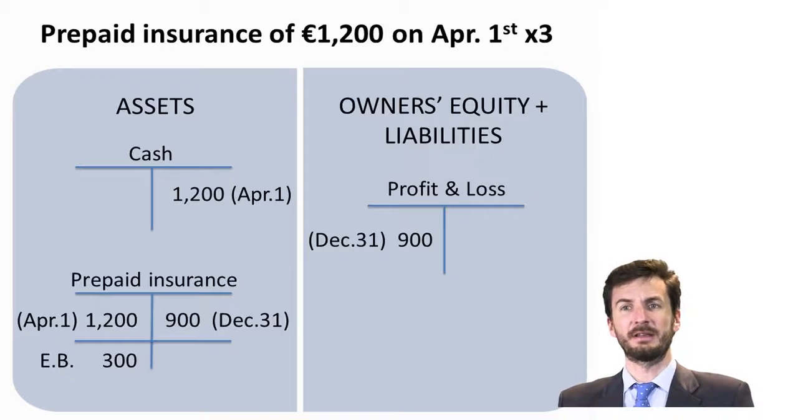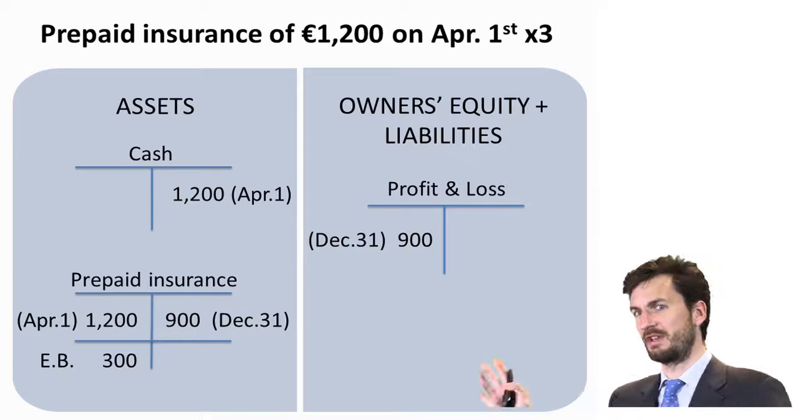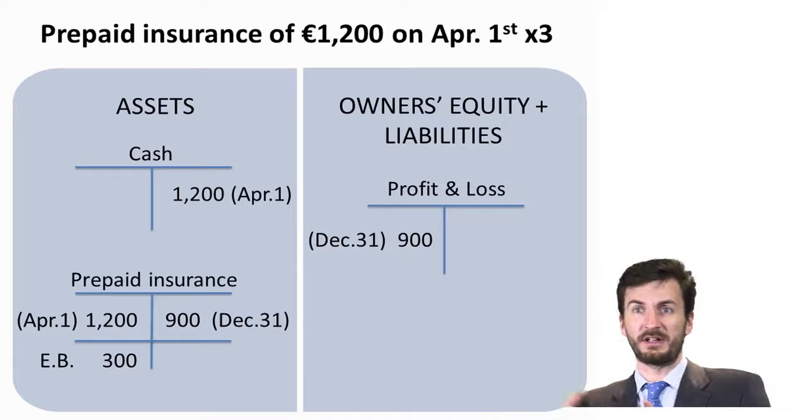So the shareholders of the company are now poorer by 900 euros, because one of the assets has lost this value. As mentioned, at the end of the year, the ending balance of the prepaid insurance is going to be 300. It's going to cover us for 3 more months.